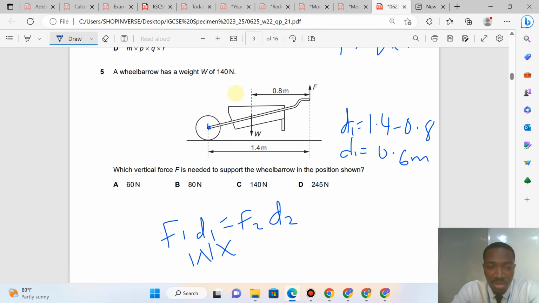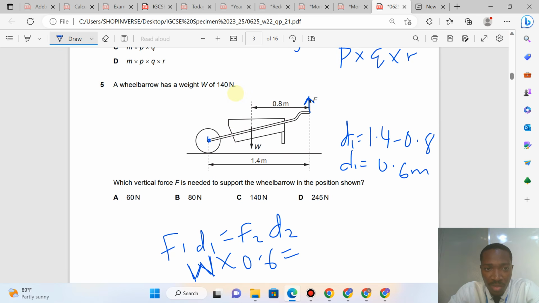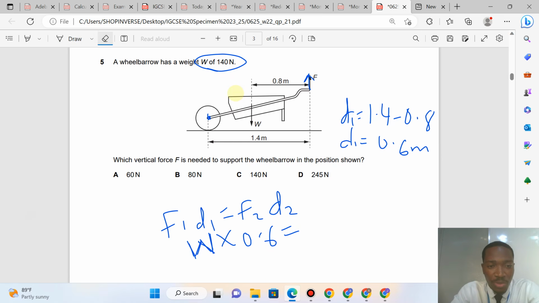Now let's substitute. The force producing the clockwise moment is W, multiplied by the distance D1, which is 0.6, equal to the force producing the anticlockwise moment, which we do not know. But here you were told that the weight is 140 Newton. So I'm supposed to put 140 Newton for W, not just writing W. That's the value of the weight.